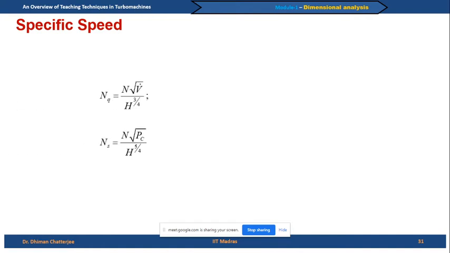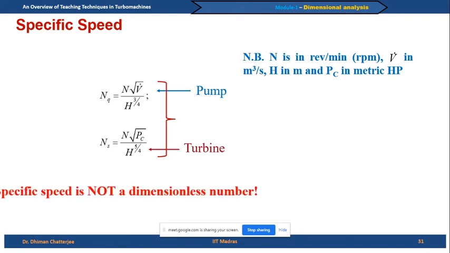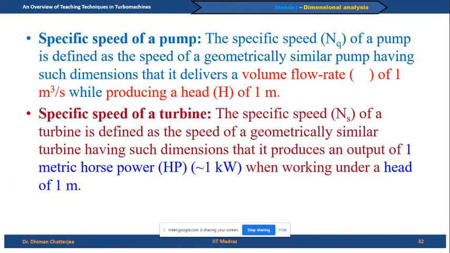So this is the specific speed of pump and specific speed of turbine formulae. Here we are going to check how we will get these formulas. First we will see the definition of specific speed, then we'll start with the derivation of these formulas. I'll repeat this again: these are very important derivations, so you must go through them. The first is specific speed of pump.